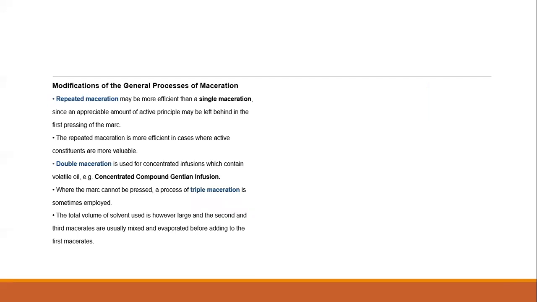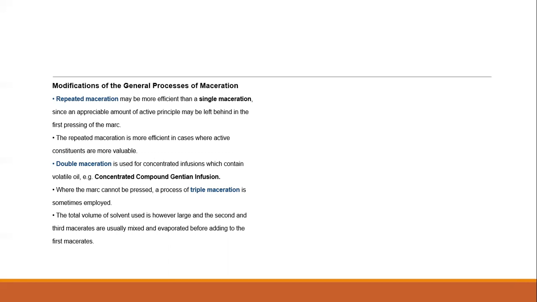Modification of the general process of maceration. Repeated macerations may be more efficient than a single maceration, because you may not get the desired product if you are only soaking it for 1 or 2 or 3 days. After 3 days you take out the first batch of menstruum, then you add some more menstruum, and then maybe your desired product will dissolve in that.